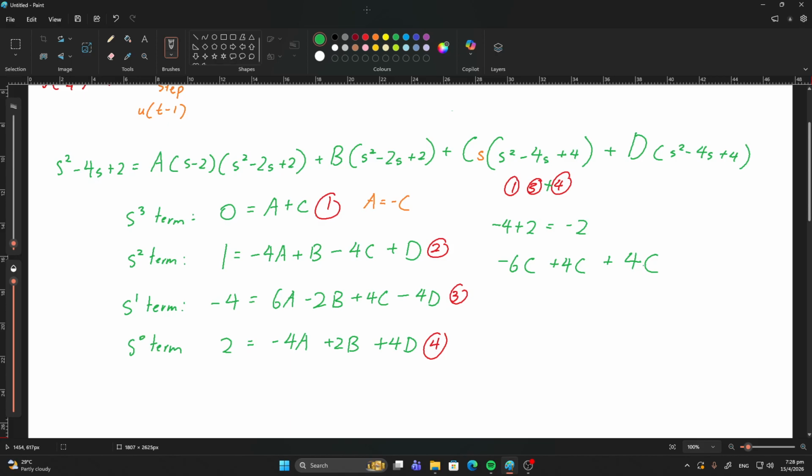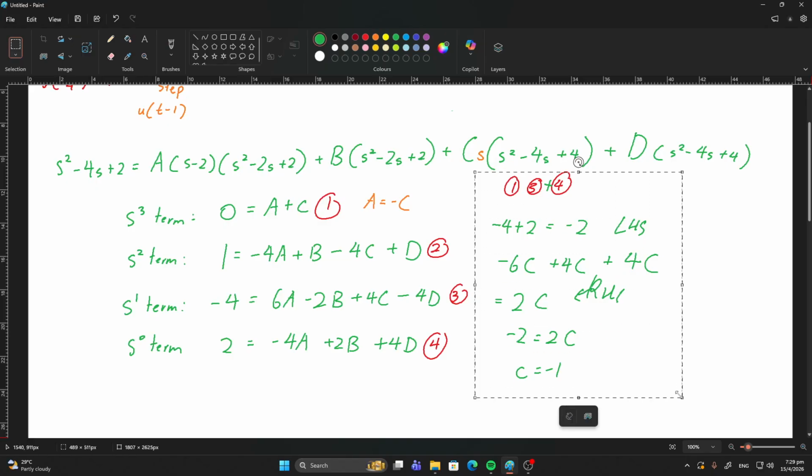Am I right? Yes. Then from here, e equals 4 plus 4, 8, 8 minus 6, 2c. And since this is the left hand side and this is the right hand side, I know that negative 2 equals 2c, c equals negative 1.